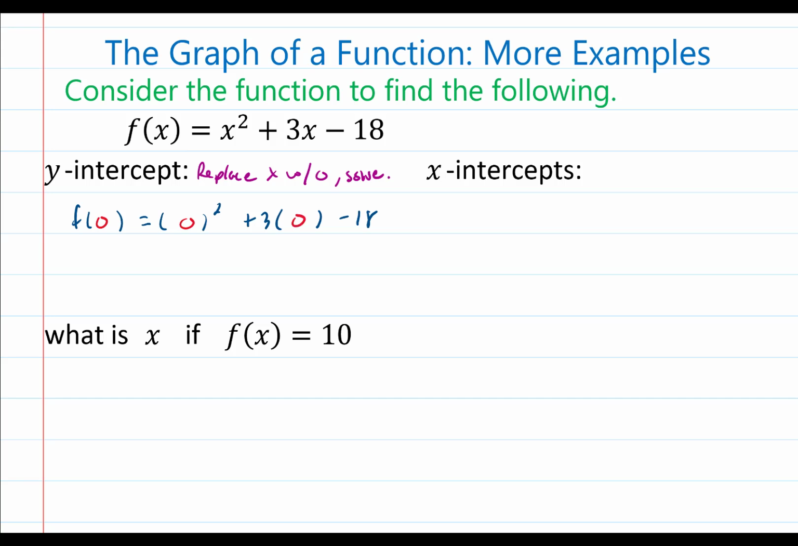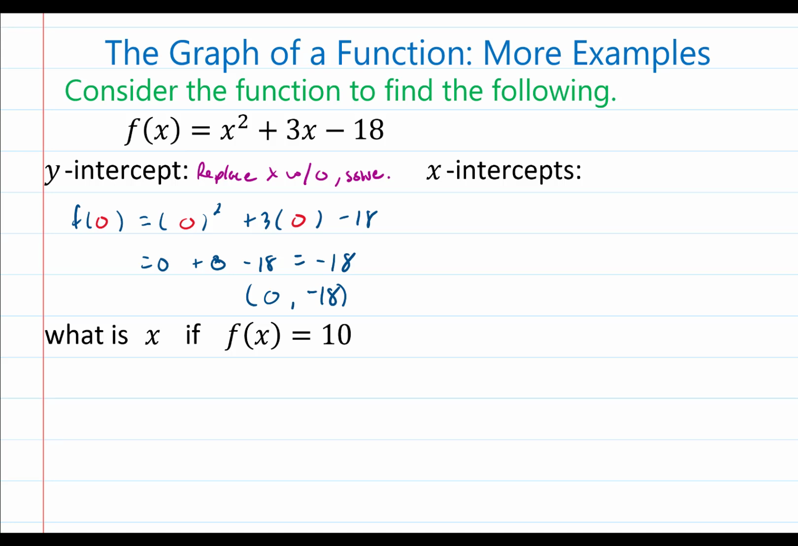Now our goal is to simplify the right side. So 0 squared is 0. 3 times 0 is also 0, and then minus 18. So now our final answer will be negative 18. So our y-intercept, written as an ordered pair, will be 0, negative 18.